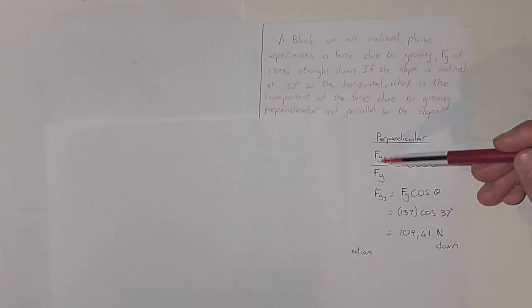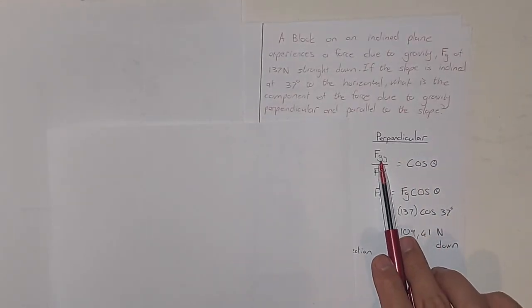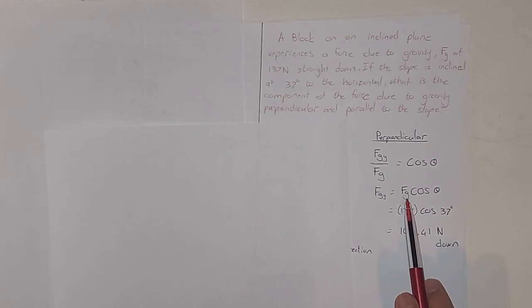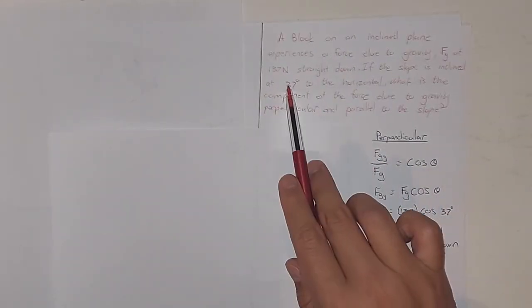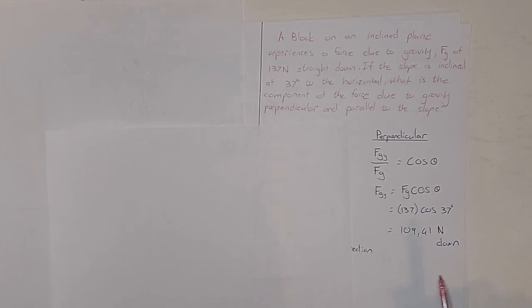Perpendicular, same thing over here. I've got my cos theta, but what do I do? I'm trying to look for this over here, so multiply by Fg on both sides. So I've got Fgy is equal to Fg cos theta. Fg is a value of 137, and my cos 37 comes from here as well. Multiply it, and you see I've got 109.41 newtons going down.